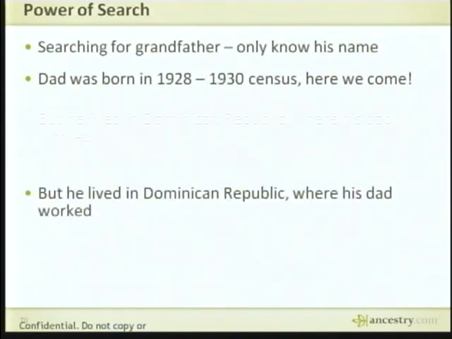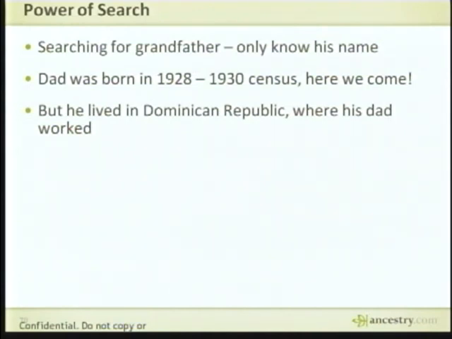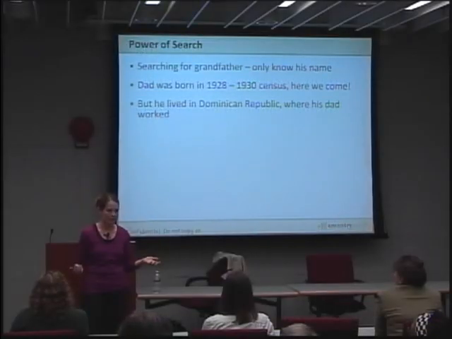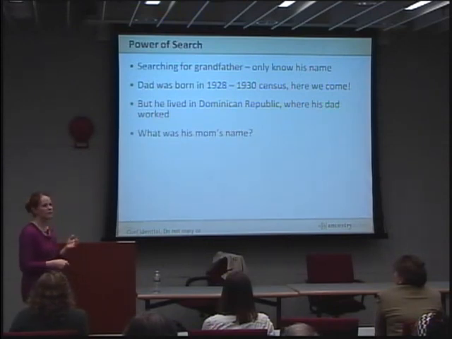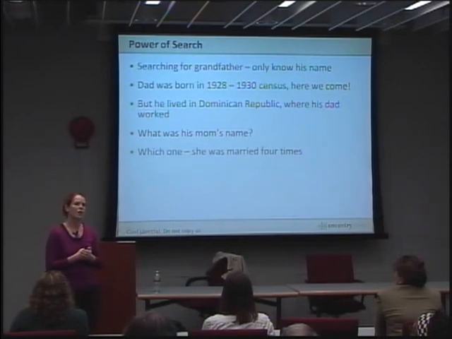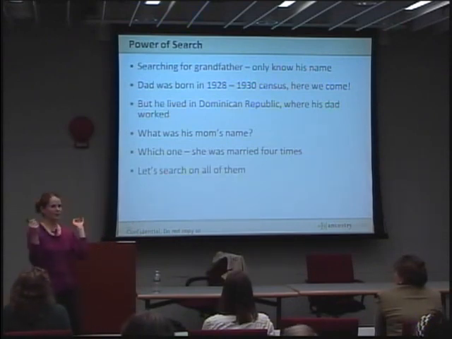Well, actually, he was born and lived in the Dominican Republic because his dad was working there. Now, that puts a little damper on things because the 1930 census wasn't taken in the Dominican Republic because it's not part of the United States. So, okay, we can't do that. So, what was his mother's name? Well, let's shift to grandma. What was your grandma's name? And she says, which one? She was married 4 times.